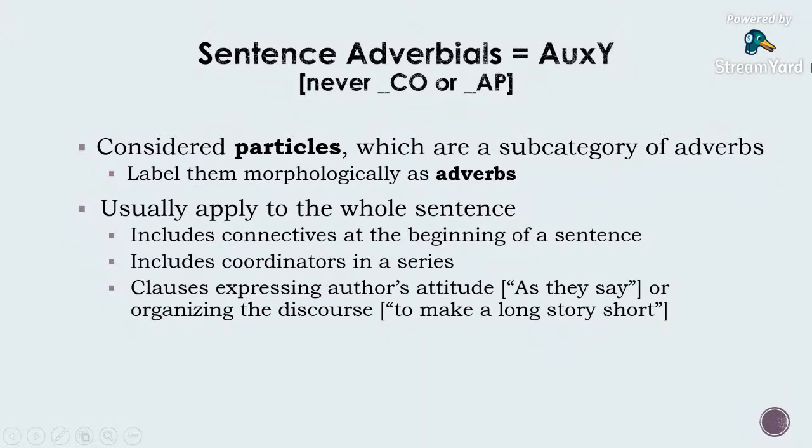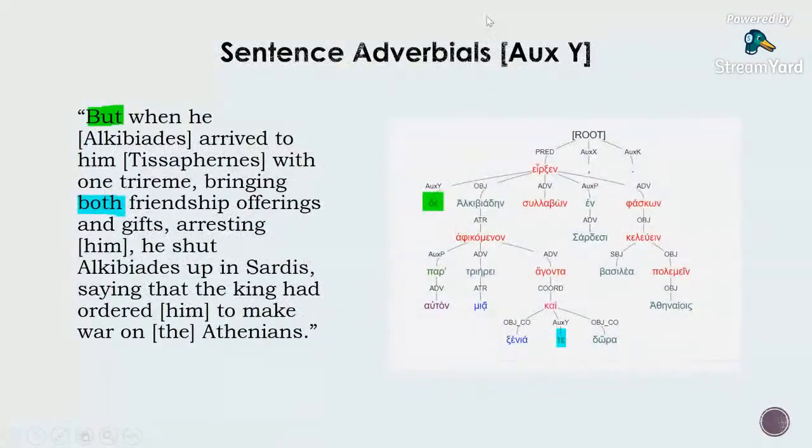Also, clauses that express some kind of aside, like the author's attitude, as they say, to make a long story short. When we have a direct speech within a sentence, the verb of saying is usually hung as an aux y. So here we have the word but, de, right? And also both and, te kai, so that the both hangs on the and as an aux y.